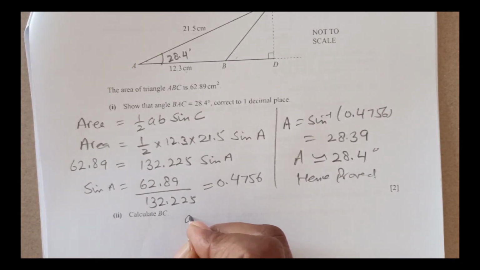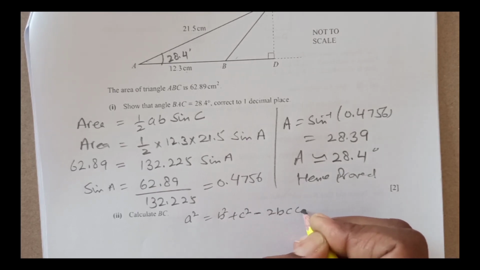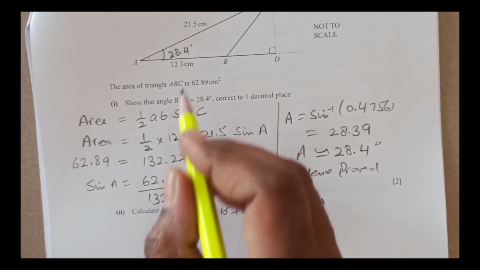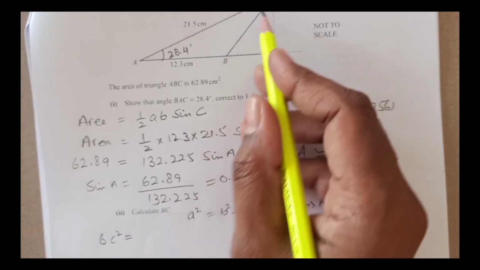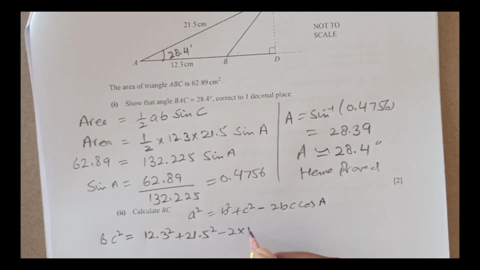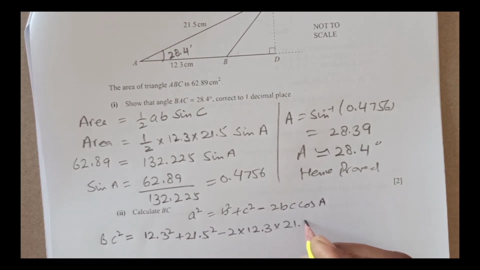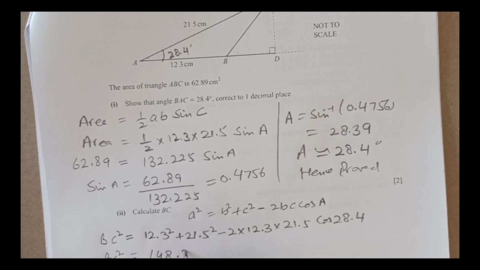The cosine rule is a squared equals b squared plus c squared minus 2bc cos A. We are looking for this side, which is BC. BC squared is going to be these other two sides squared, that is 12.3 squared plus 21.5 squared minus 2 times 12.3 times 21.5 cos of 28.4, right? So plug in all these values. I have already calculated it.